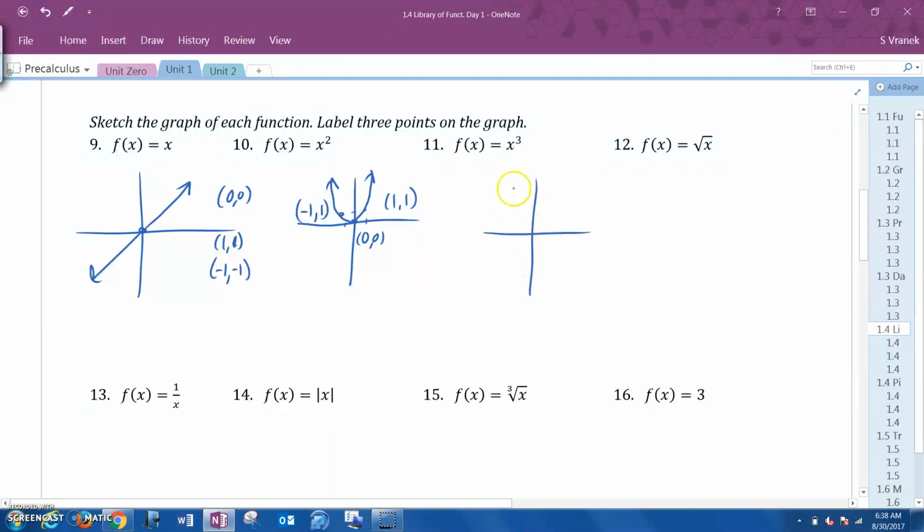The cubed function kind of looks like this and like that, and it has the points 0, 0, 1, 1. Most of these have the same 3 points, and negative 1, negative 1. The square root of x has only a domain of positive values, so it goes like this. And it has the points 0, 0, 1, 1, and then it has the point 4, 2, because when you take the square root of 4, you get 2 for y.